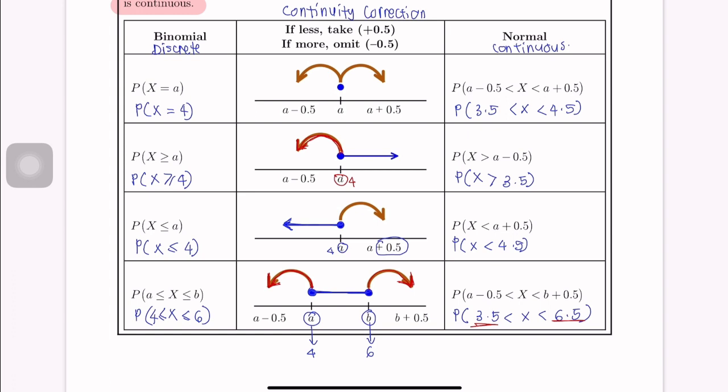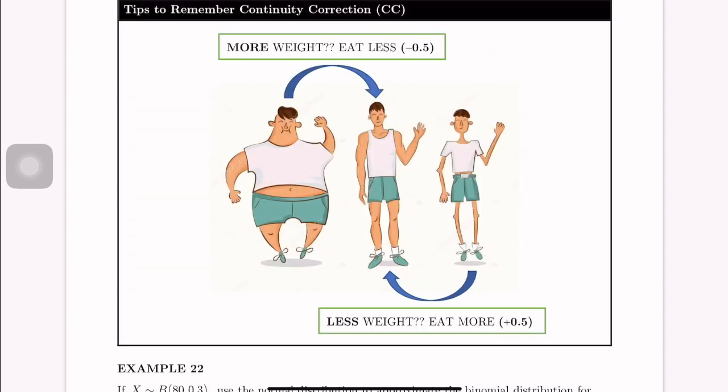It is the most important step to change binomial to normal, or to approximate using the normal distribution. So this is a tip to remember continuity correction. As we can see from this picture, we have a very big person and a very small thin person. Assuming this one is the normal, if we have greater than or equal to, for example probability x greater than or equal to 4, then to do CC, if you can see from this photo, more weight, eat less. So more than 4, we need to go less. That means we have to subtract 0.5.